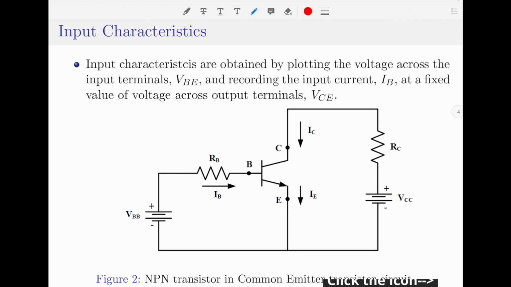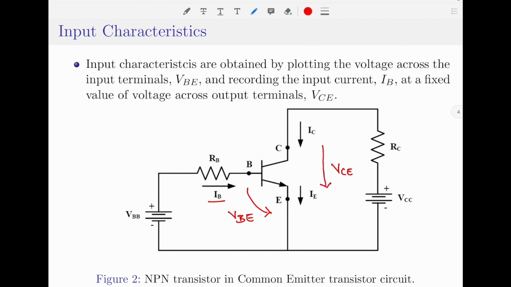Let us now start the discussion on the input characteristics first. First of all, let us understand how to obtain input characteristic curves. Input characteristic curves can be obtained by plotting the voltage across the input terminals, which is VBE, and recording the input current, which is IB, at a fixed value of the voltage across the output terminals, which is VCE.